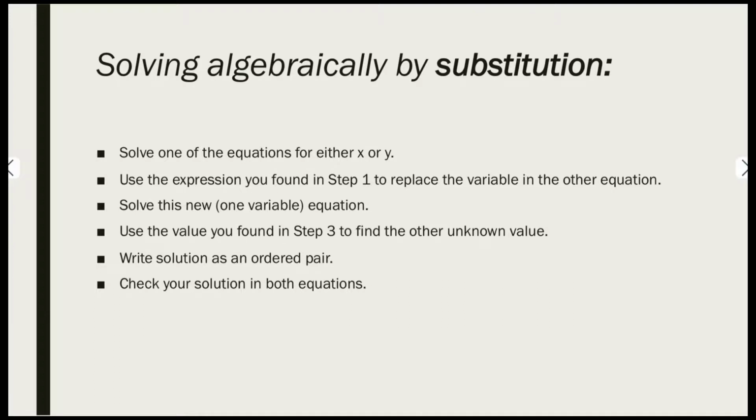We're going to use the expression we found in step 1 to replace the variable in the other equation. Now we're going to have one equation that has one variable in it, so we know how to solve those equations. We're going to go ahead and solve it. That gives us half of our answer. We then take that number, plug it back into one of the equations to find the other half. Once we have both variables that we're looking for, we're going to write it as an ordered pair, and then we can check our solution in both equations.